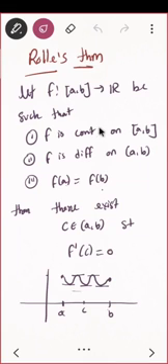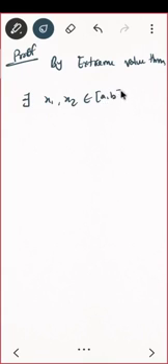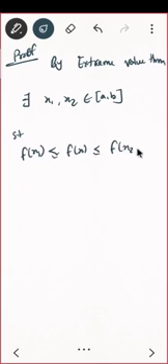Correct, yes. So let us start the proof. Let us try to understand it very properly. By extreme value theorem, there exist two points x1 and x2 which belong to [a, b], one will be the minimum and one the maximum, such that f of x1 is less than or equal to f of x, and that is less than or equal to f of x2. Do you understand why I'm writing this?